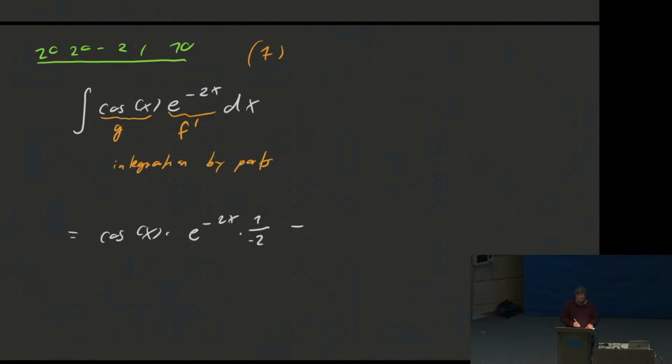And then I subtract, and now I'm taking g prime here, so the derivative of the cosine is the negative sine, so I have minus sine x here, times the integral of f prime, and I just computed that, that's 1 over minus 2 e to the power of minus 2x dx.